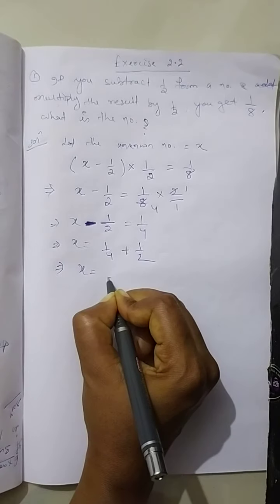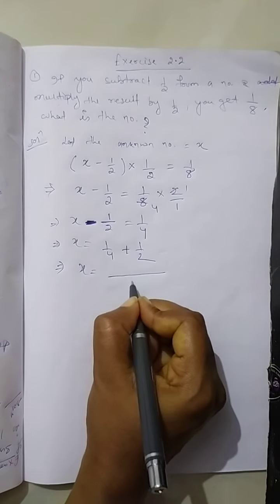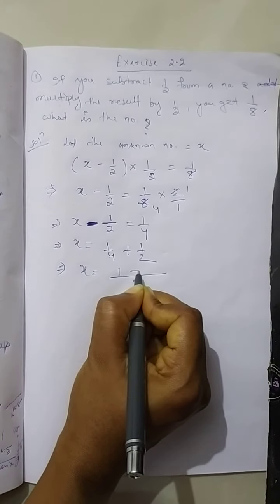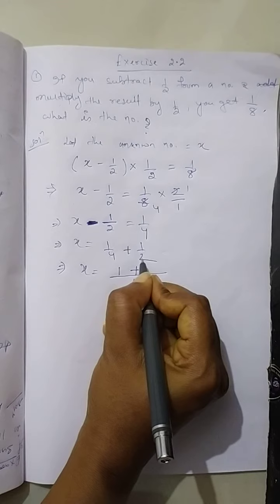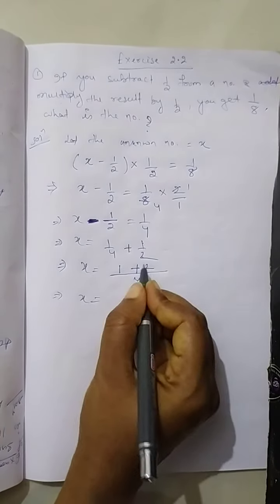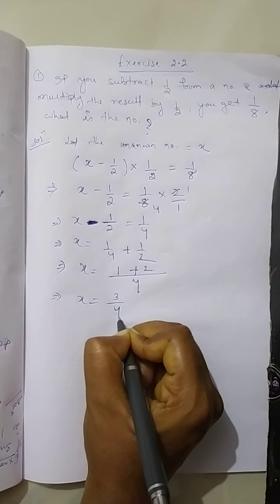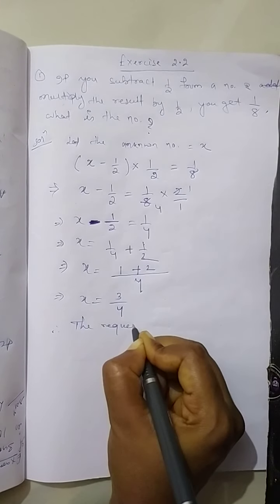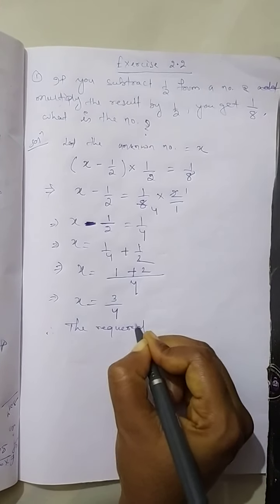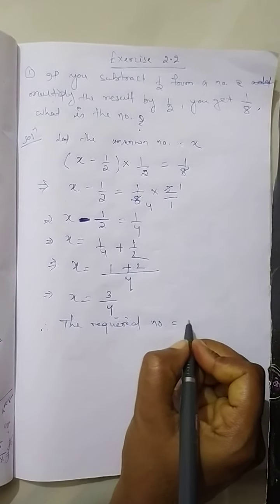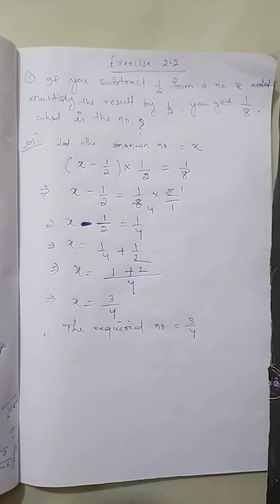x equal to, taking the LCM of 4 and 2, which is 4. 4 divided by 4 is 1, 1 into 1 is 1. Plus 4 divided by 2 is 2, 2 into 1 is 2. So x equal to 2 plus 1, which is 3 by 4. Hence the required number is 3 by 4. 3 by 4 is the answer.